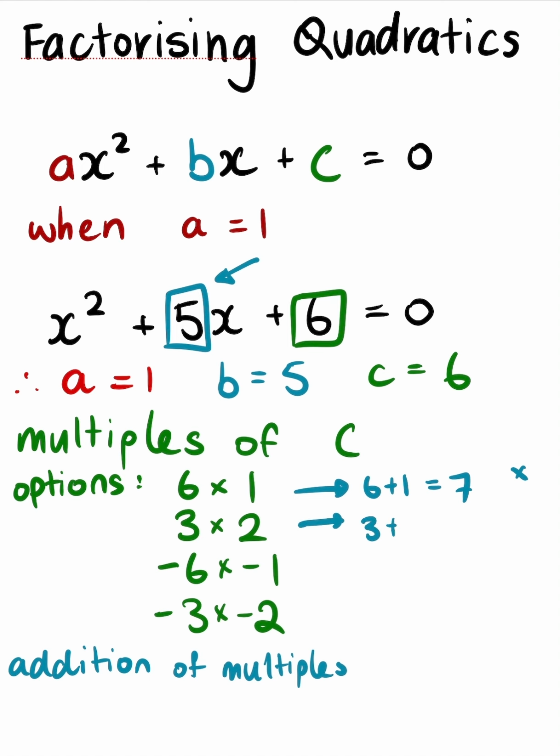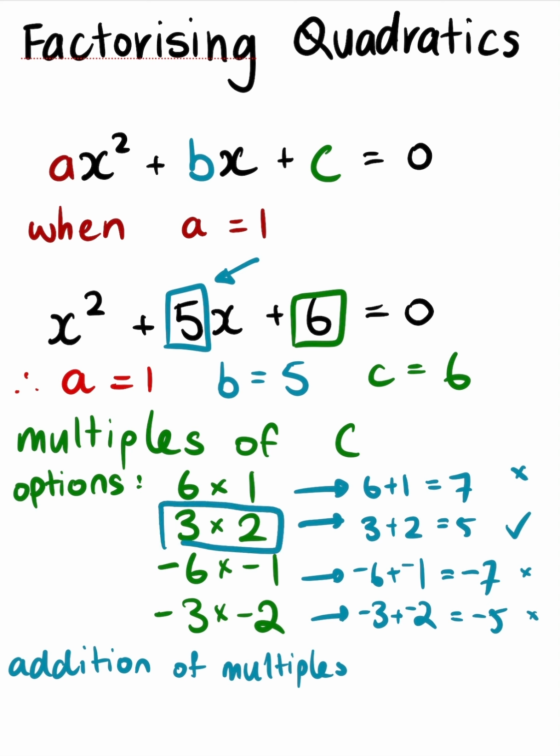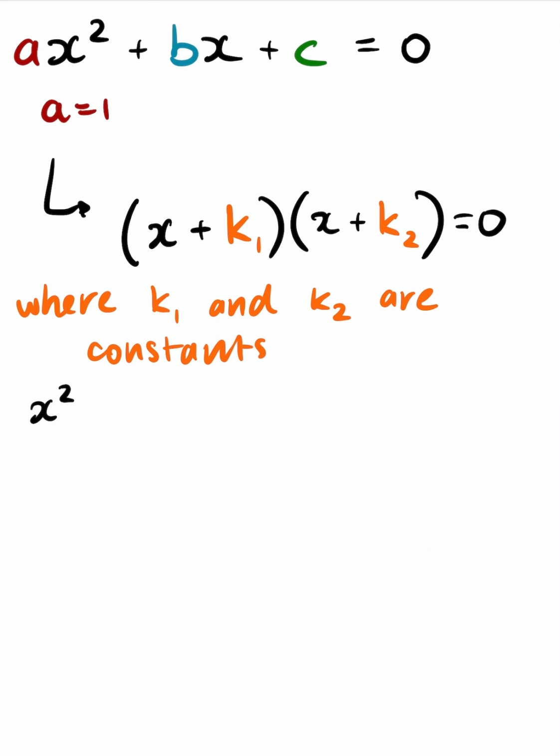Now what we want to do is find the addition. In this case, this is going to be 5. So with our b value, we want our two numbers that we're multiplying, and when we add them together, they should equal our b value. So in the first case, we've got 6 plus 1, which equals 7, which obviously is not 5, so that's not a potential solution. So we can keep going down. 3 plus 2 equals 5, negative 6 plus negative 1 equals negative 7, and negative 3 plus negative 2 equals negative 5. So we can see the only one that gives us the value of 5 is 3 and 2. So these are going to be our two factors that we're going to be using.